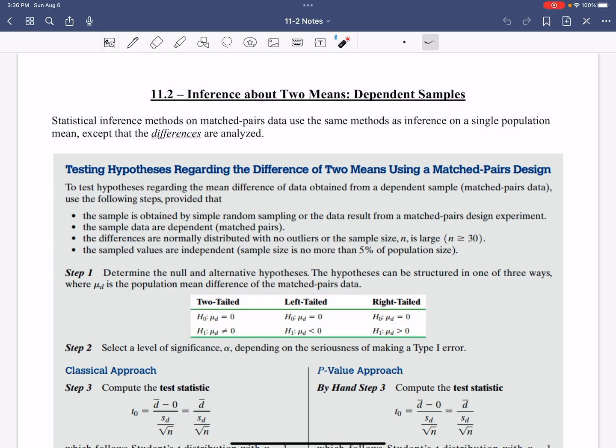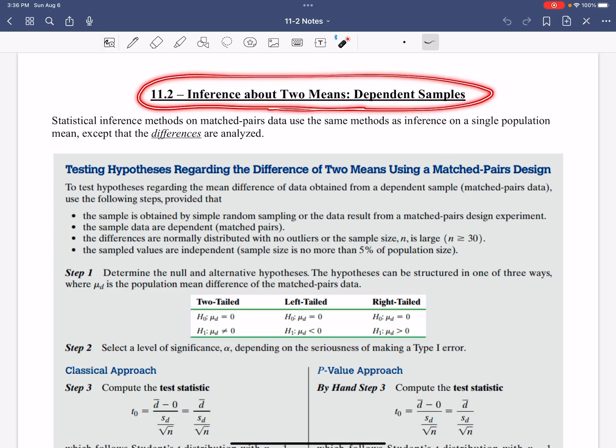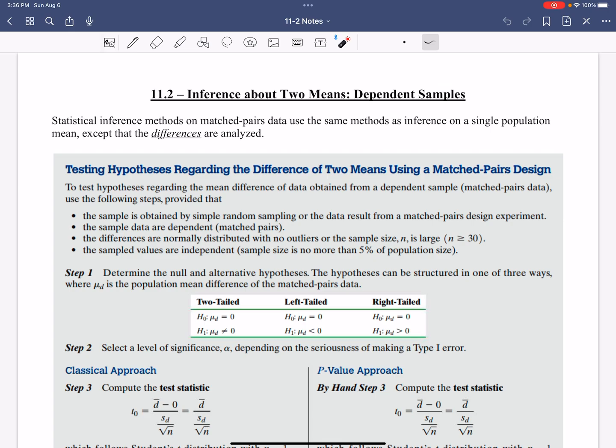This one is about two means, dependent samples. Remember what dependent was? We talked about that already. One depends on the other, right? One piece of data is dependent on the other. They have to go together.